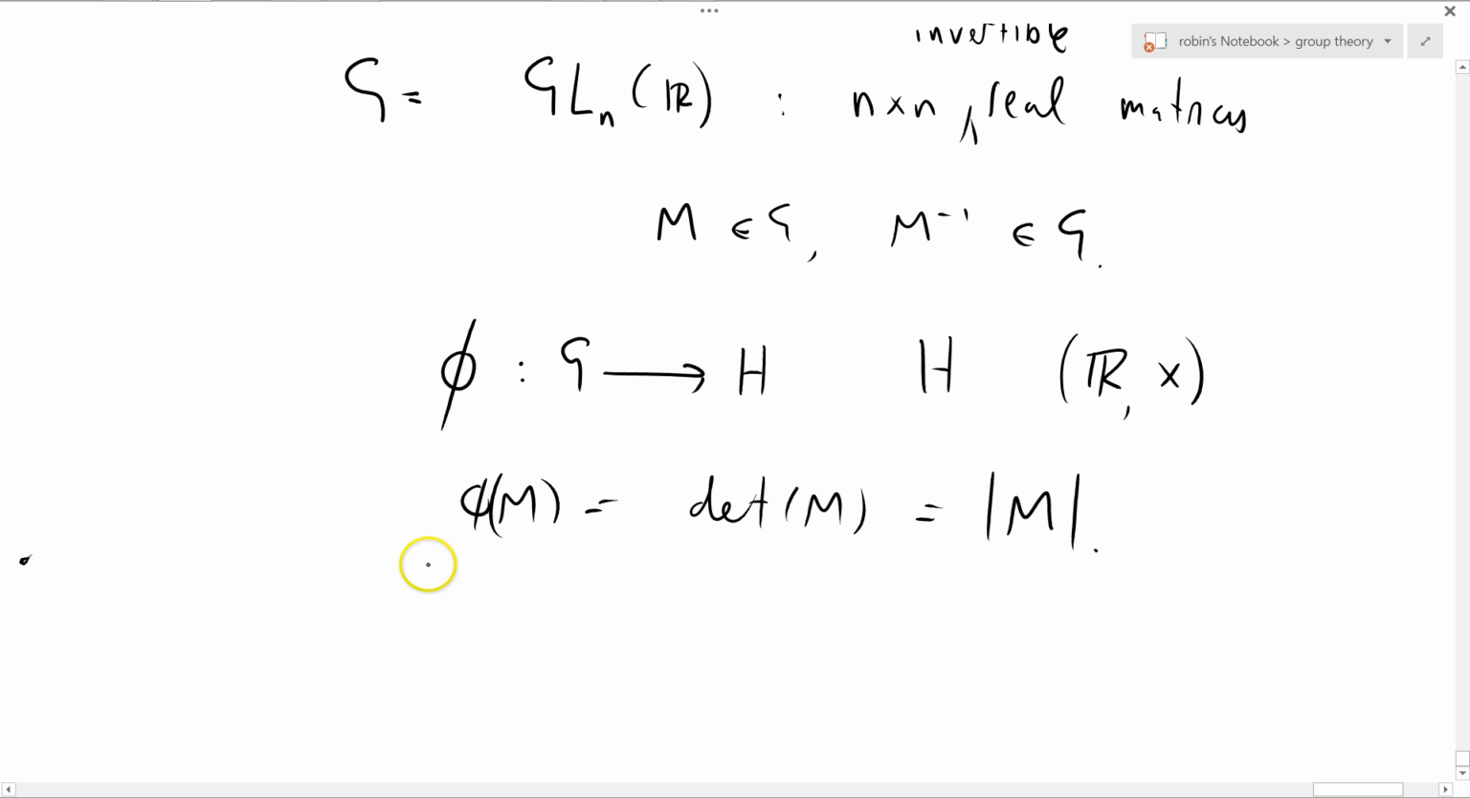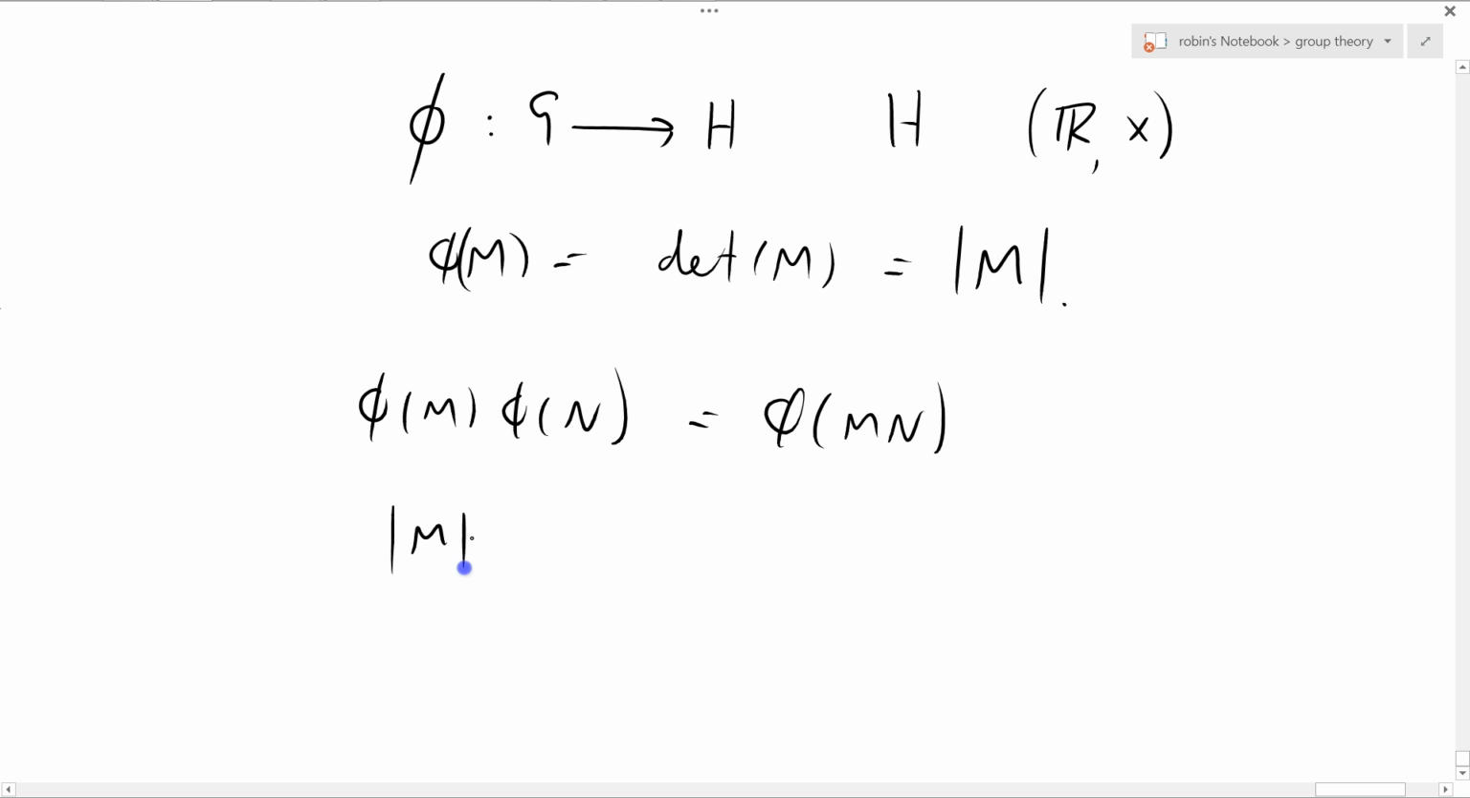We better check it's a homomorphism first. So I'm checking that phi of M times phi of N equals phi of MN. What that basically means is det M times det N equals det MN, which of course it is by regular matrix multiplication rules. Observe again that this product here is just regular real multiplication, whereas this one in here is the group operation of my group G. So this one here is matrix multiplication, and this one here is just regular real number multiplication.